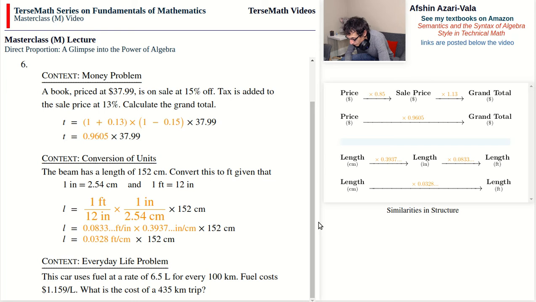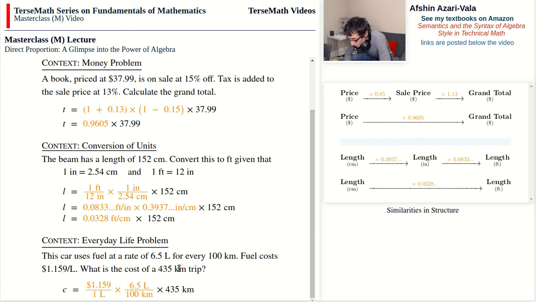Okay, so here, if we were going to set up an equation for this problem, we would start with the length of the trip, 435 kilometers, and then we use the relationship 6.5 liters for every 100 kilometers to set up this factor, 6.5 liters over 100 kilometers, matching the unit. And then we match the unit for liters, and we put down $1.159 per liter.